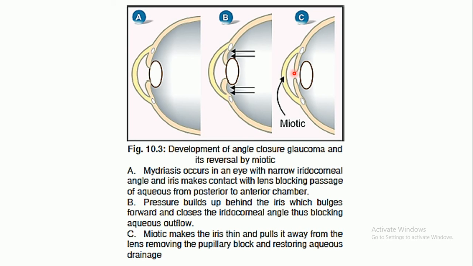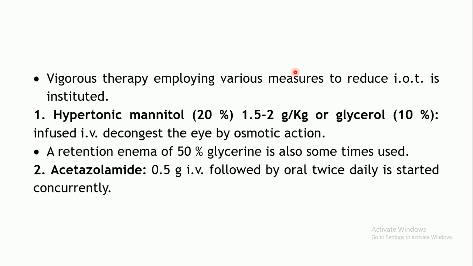As a result of this, the iris moves away from the lens, so that the pupillary block is removed, and it restores the aqueous humor drainage. So the aqueous drainage is facilitated by the miotics. In this particular type of glaucoma, miotics are very helpful in controlling the situation.